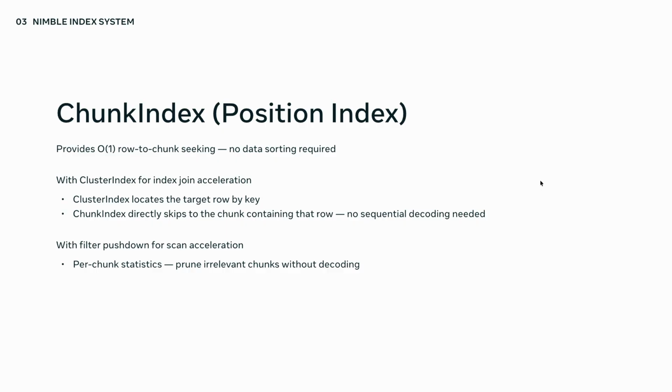First, it can be used with cluster index. So cluster index is the map from the key to the rows, and the chunk index maps the row to the chunk, so that we can directly jump to the chunk without sequential decoding. It can also help the filter push down, so we can skip decoding the chunks which don't match the filters.